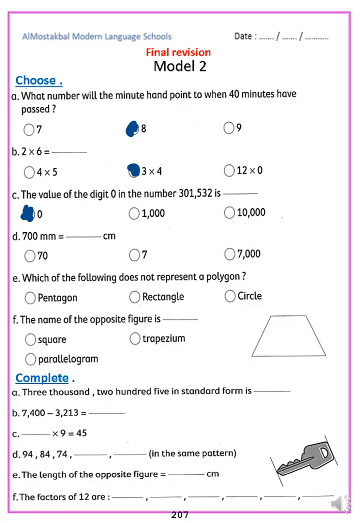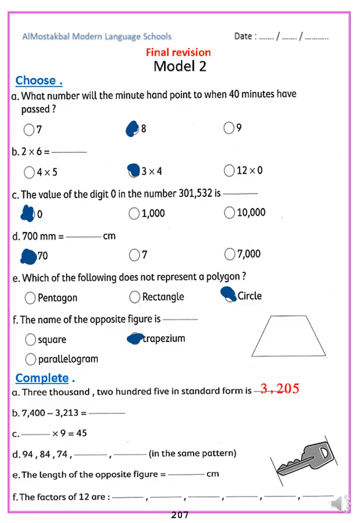700 millimeters equals 70 centimeters. Which of the following doesn't represent a polygon? Circle. The name of the opposite figure is trapezium. Complete. 3,205 in standard form.